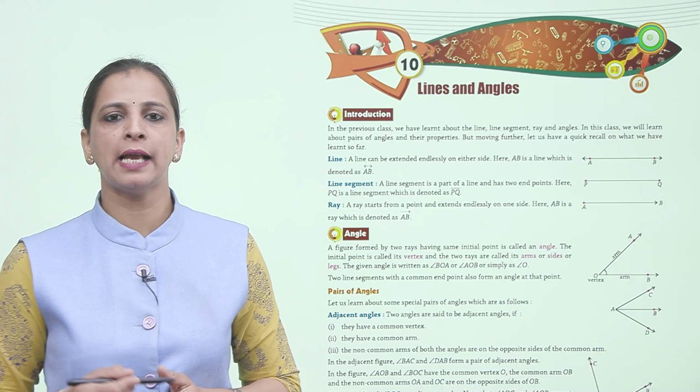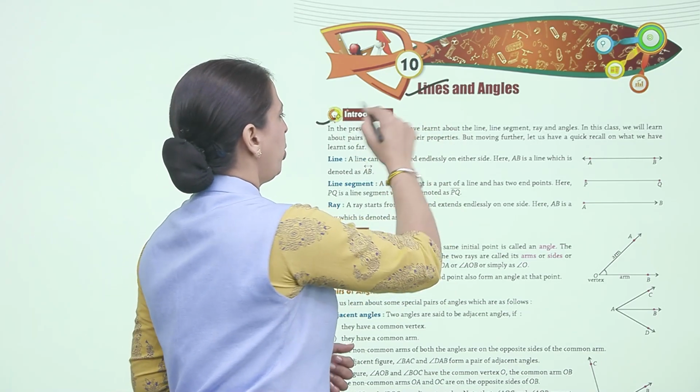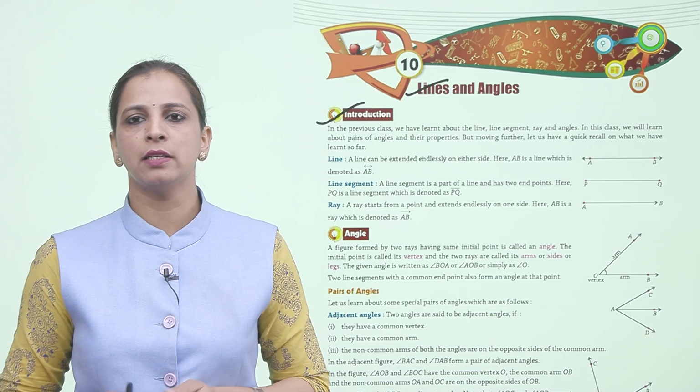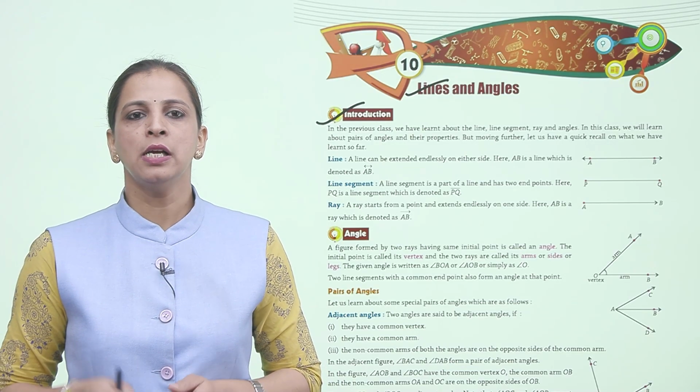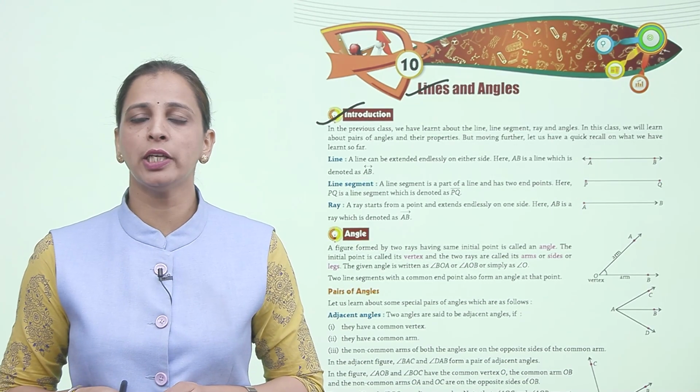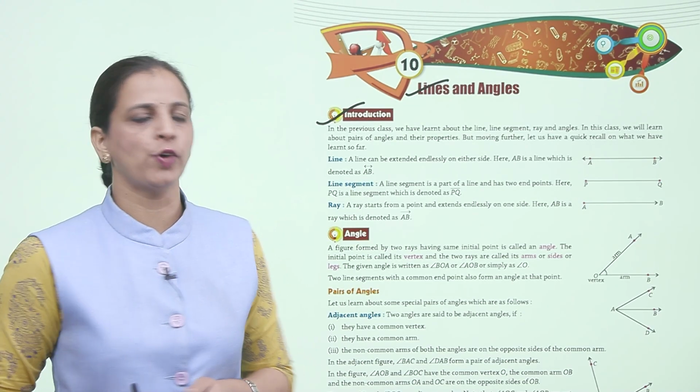स्टार्ट करते हैं आज का टॉपिक लाइन्स एंड एंगल्स. इंट्रोडक्शन. In the previous class, we have learnt about the line segment, ray and angles. In this class, we will learn about pair of angles and their properties. But moving further, let us have a quick recall on what we have learnt so far.